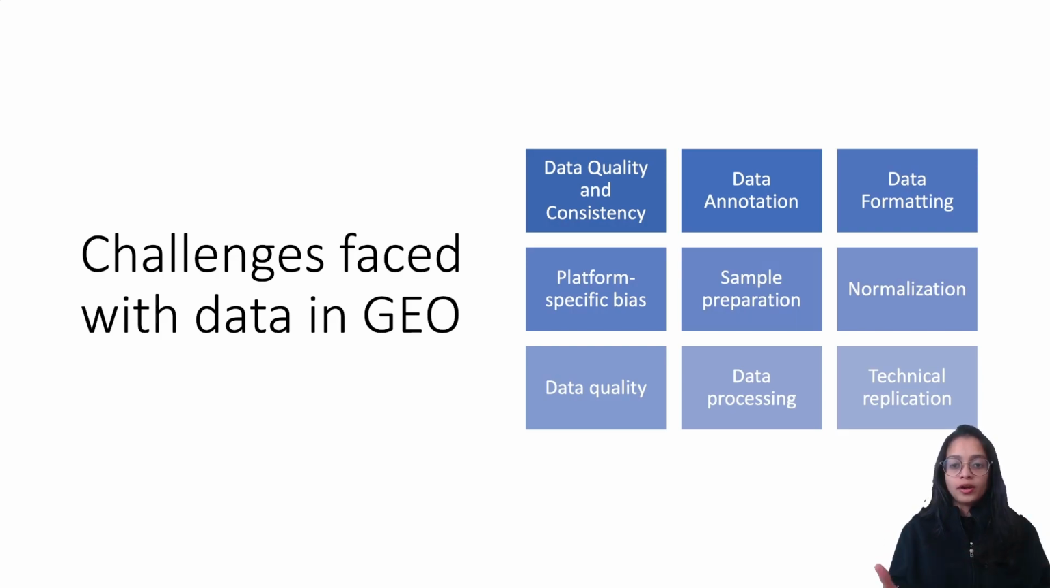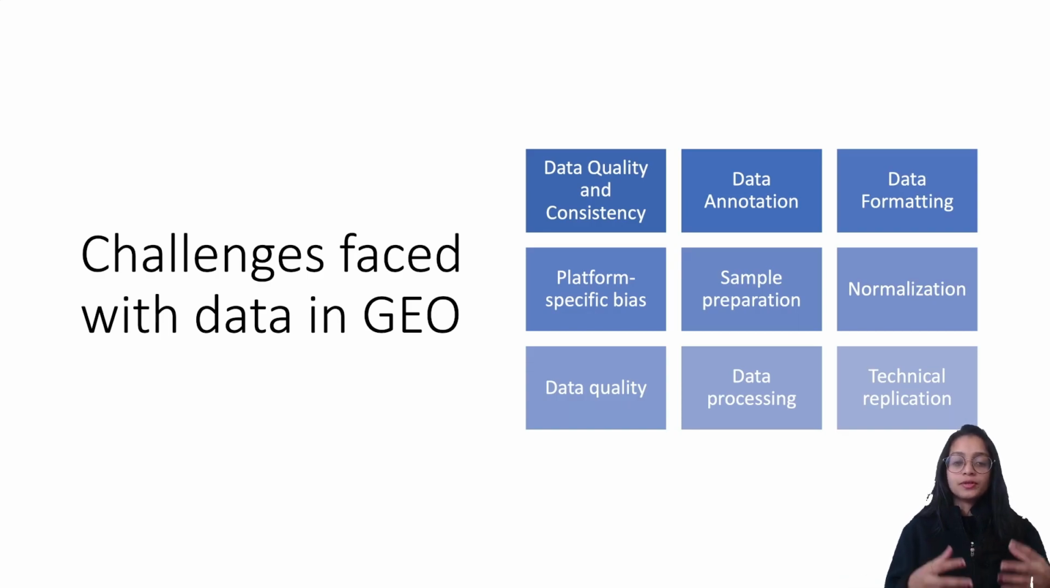Issues like data quality and consistency. GEO data is generated by many different laboratories using different methods and platforms, which can result in variable data qualities and inconsistencies among the data. In addition to that, we face the issue of data annotation, as GEO data is poorly annotated, making it difficult to interpret and compare results across different studies.